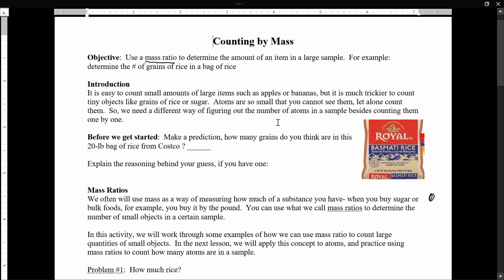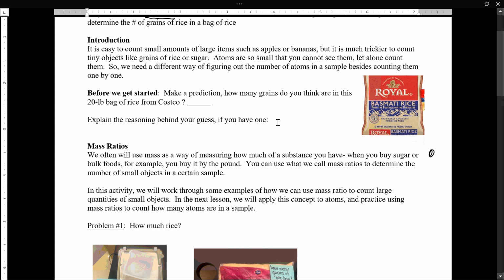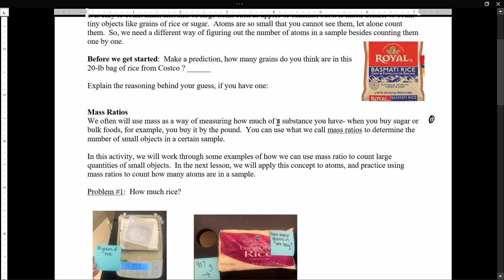And atoms fall in that second category of things that are really small. Atoms are so small we can't even see them, let alone count them. So we need a different way of figuring out how many atoms are in a sample besides counting them out one by one. This idea of mass ratios is going to be really helpful in our study of atoms when we try to quantify things and count how much we have.